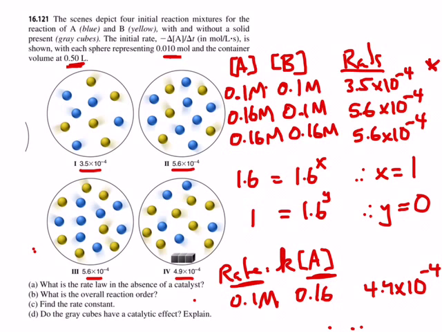So in trial 1, the concentration of A was 0.1. In trial 4, it's still 0.1, so the A concentration did not change. Therefore, the rate should not have changed. But instead, we see the rate increased. So since the rate increased, while B didn't change, in fact, B is zero order, so B doesn't really affect anything, the only way to explain that increase in rate, if the temperatures are the same, would be if, yes, the gray blocks are acting as a catalyst. So they increased the rate of the reaction, therefore, yes, they're having a catalytic effect. So I hope that helps.